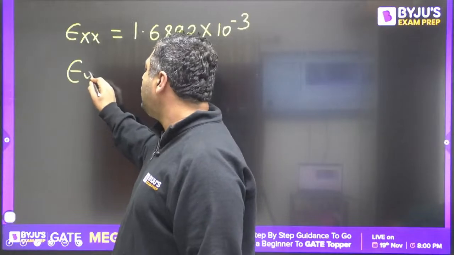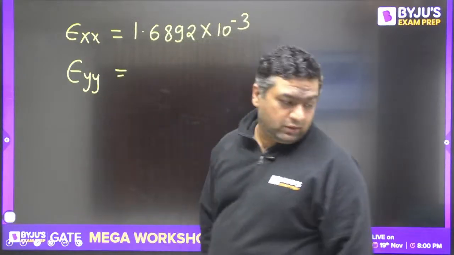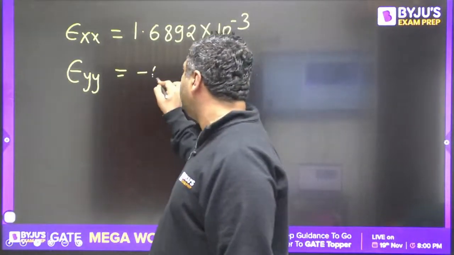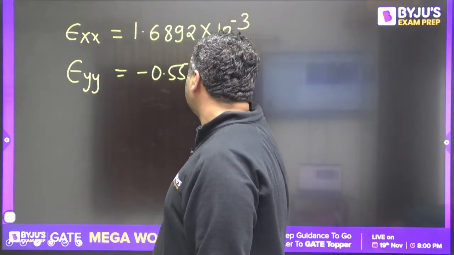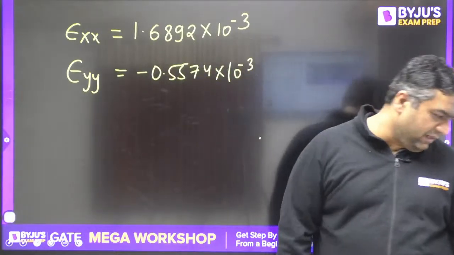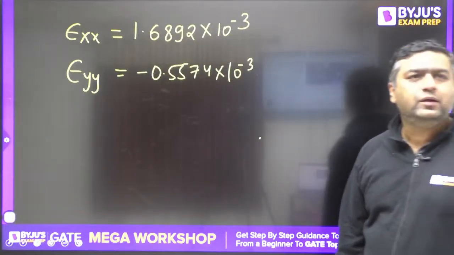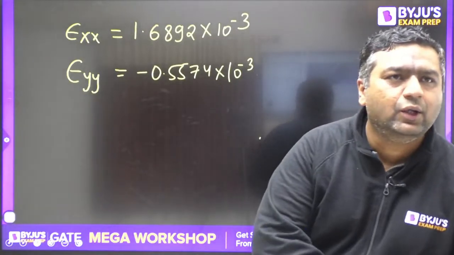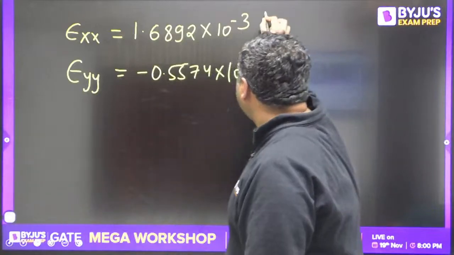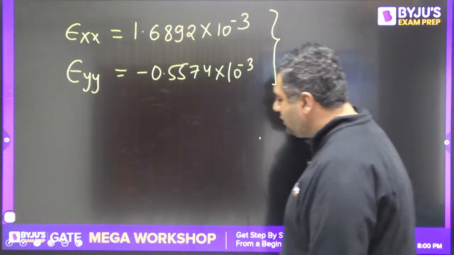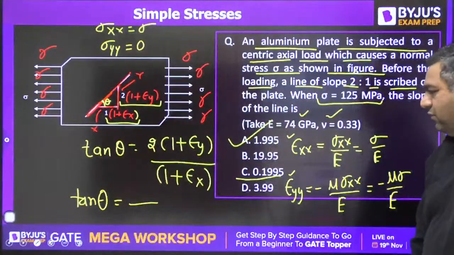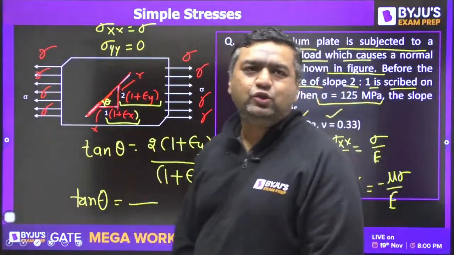And when you are finding out epsilon y, we are going to get the value to be minus 0.5574 into 10 to the power minus 3. Are we getting these values? Please tell me that. Okay, Jabir, very good. Fine. So when you put these values, I feel you will be getting the answer to be A, 1.995. So A is going to be the right answer.